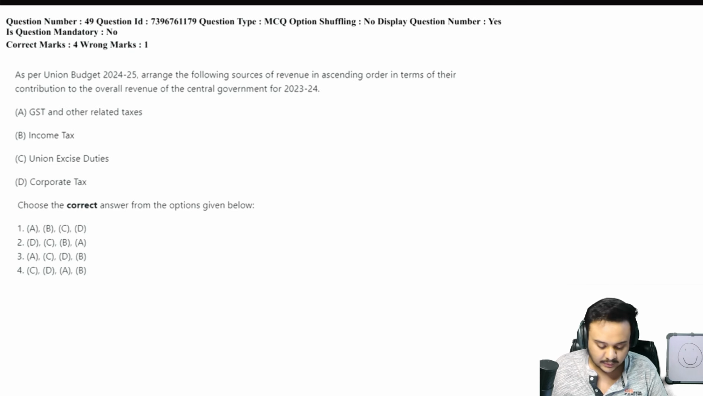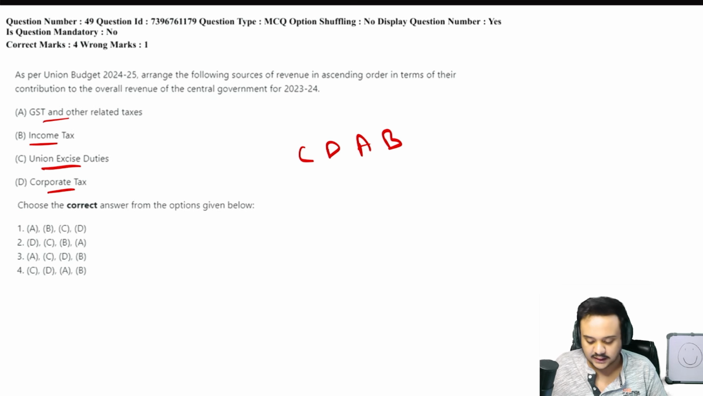So you just have to memorize this. The right option here is 4, which is C, D, A, B. So union excise will come first, then comes corporate tax, then GST, and finally you will get income tax. Okay, so fourth is the right answer here in ascending order.